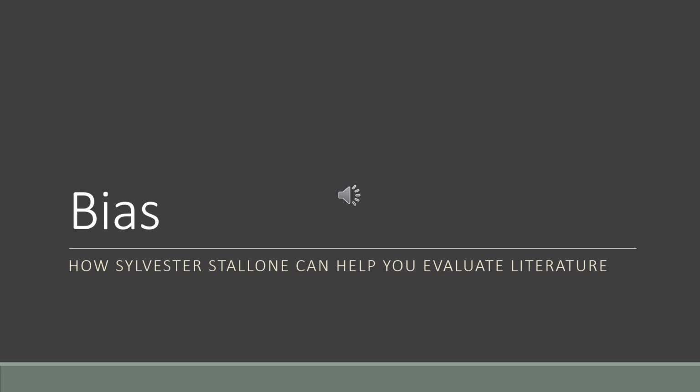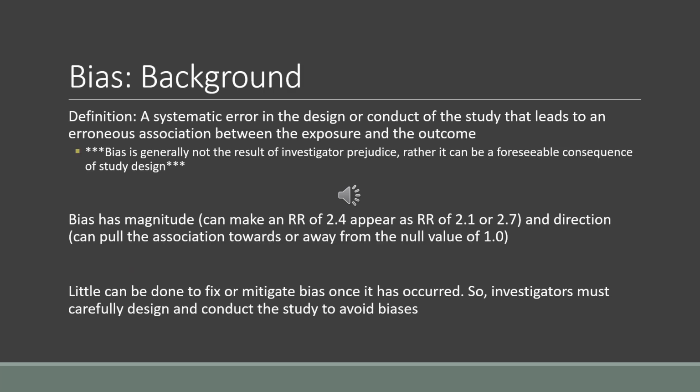Let's start with bias, which tends to be the component of internal validity assessment that is the most misunderstood. We'll also look at a couple acronyms to help us remember biases in studies. The definition of bias we're going to use in this class is a systematic error in the design or conduct of a study that leads to an erroneous association between the exposure and the outcome.